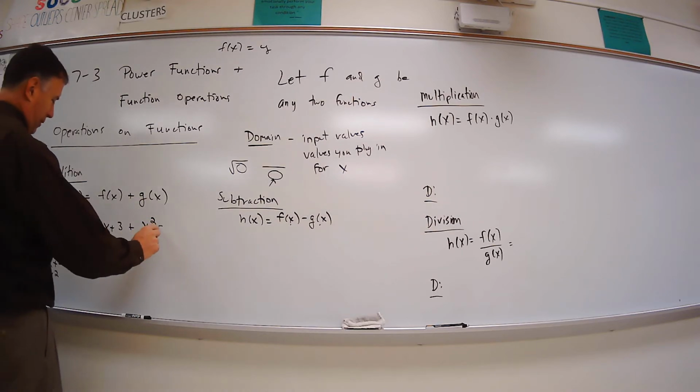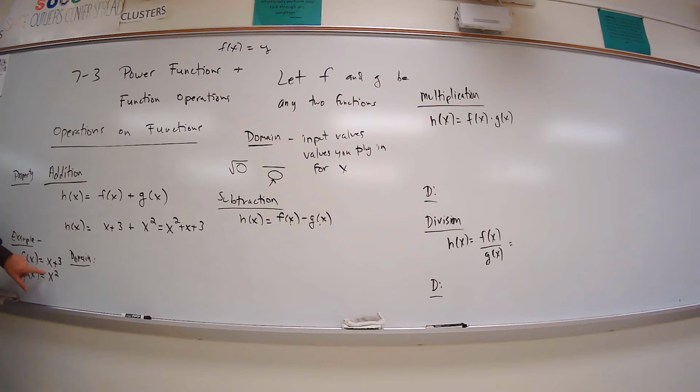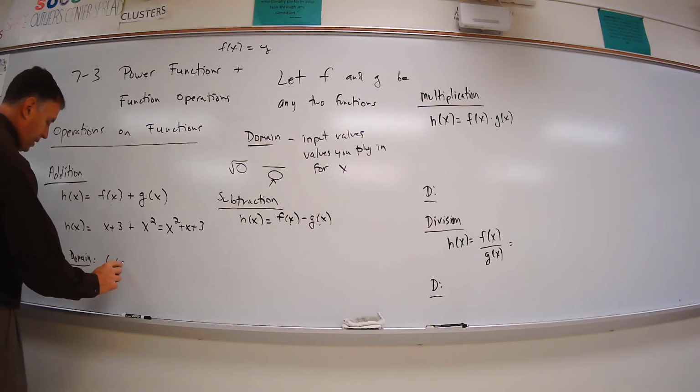So I guess we can put it in the right order: X squared plus X plus 3. Let's look at our domain. The domain for F is all real numbers. The domain for G is all real numbers. We don't have any fractions. We don't have any square roots. So my domain is going to be all real numbers.